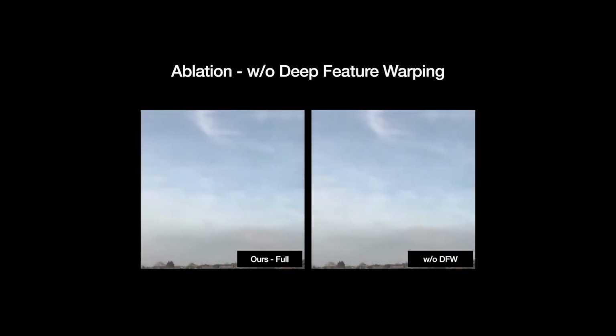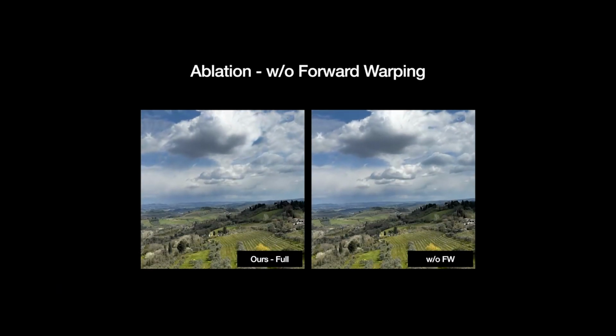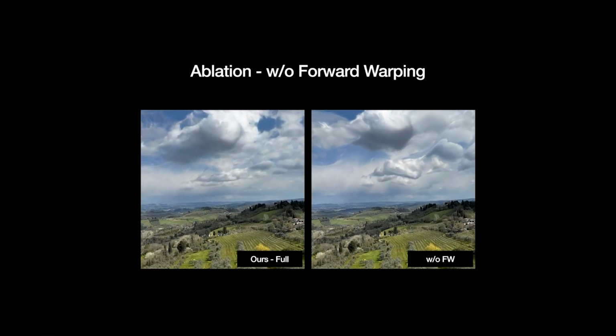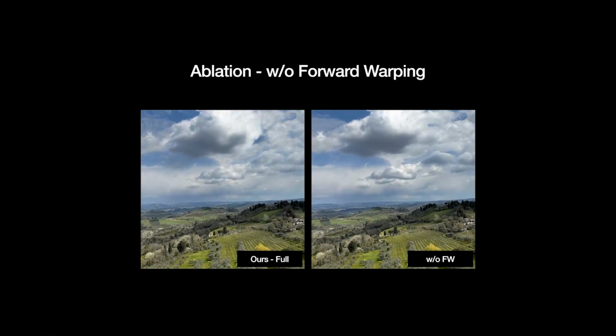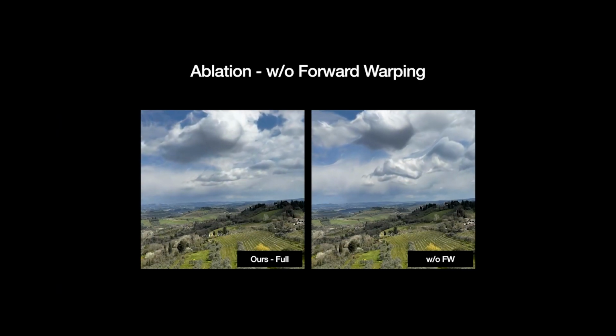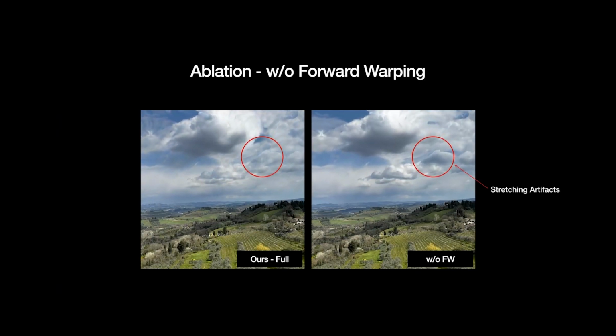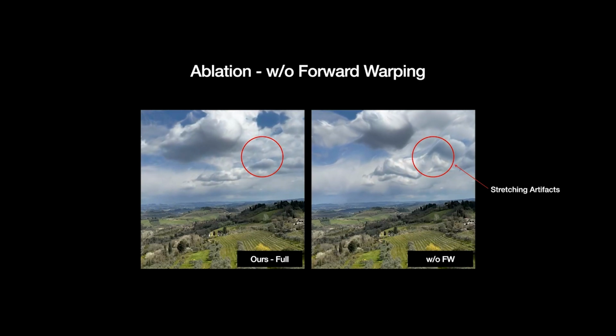Here, we provide some visual results for our ablation studies. Without our deep feature warping technique, the warped RGB images contain tearing artifacts in the animated regions. The alternative for warping the deep features of a pre-trained StyleGAN is to use backward warping. We observed that this approach produces stretching artifacts.